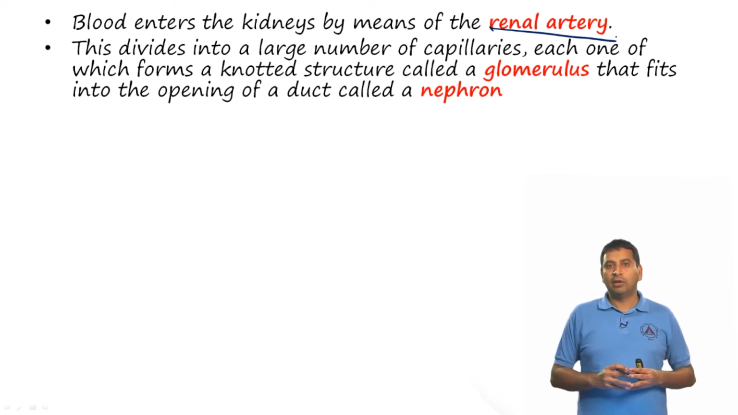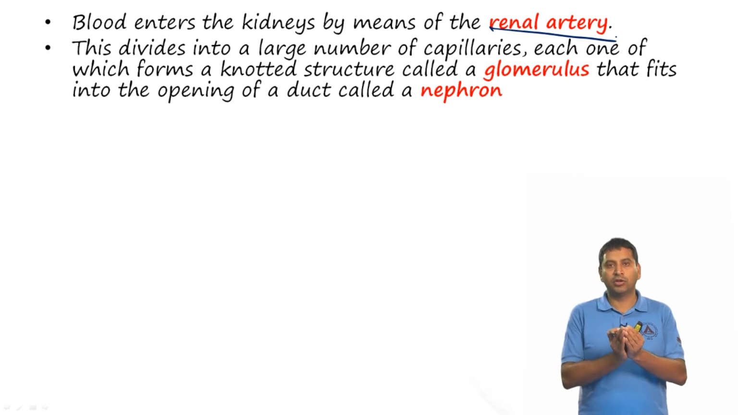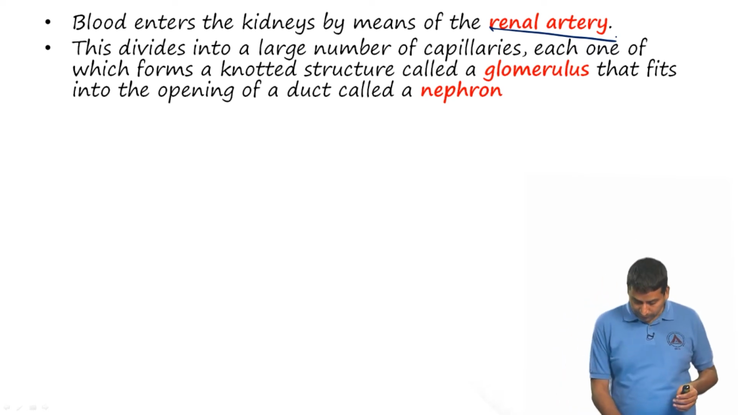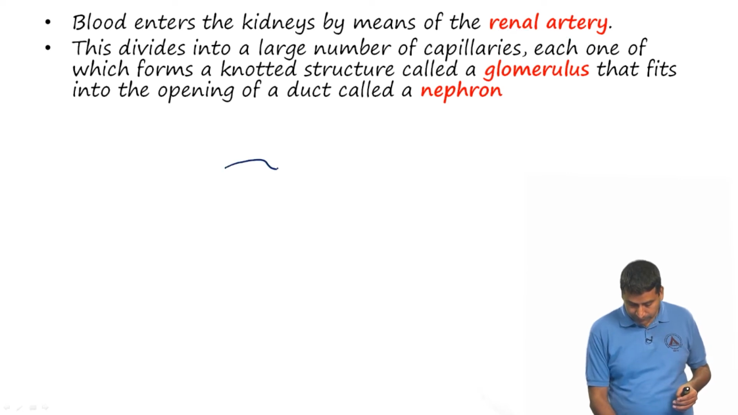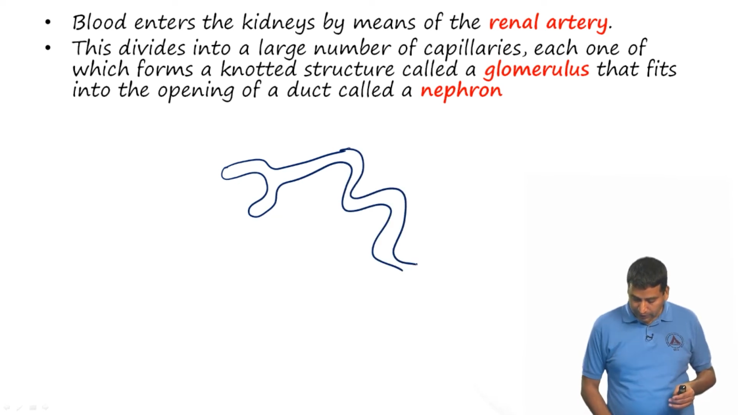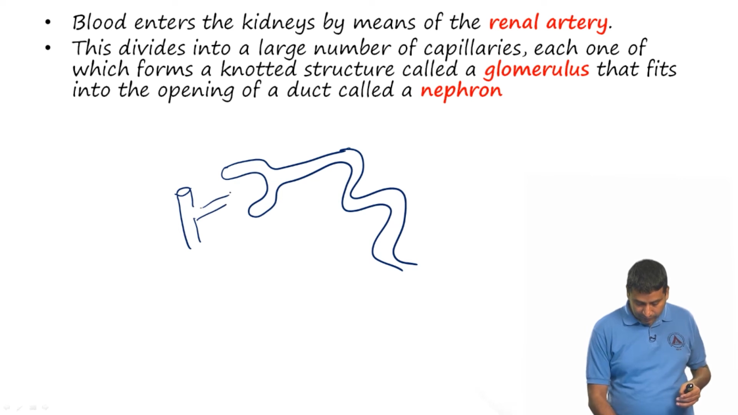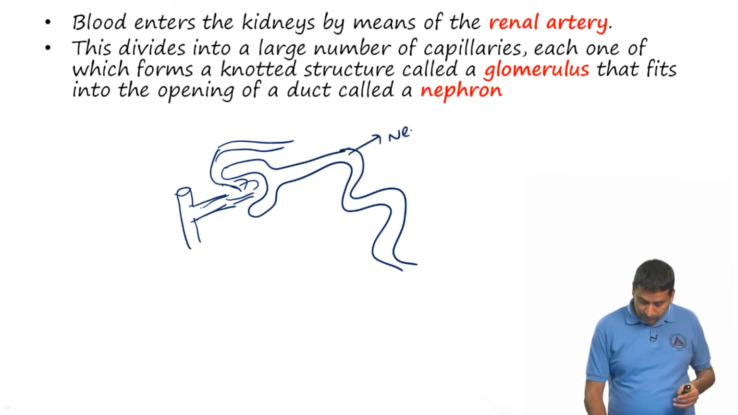And what happens is that the renal artery divides into a number of capillaries, each of which forms a knotted structure called the glomerulus. So, you have the glomerulus which has a structure like this, and you have here the artery which is supplying blood, and once the artery gets in, it forms a number of small capillaries and then it goes out this way, and this here is the nephron.